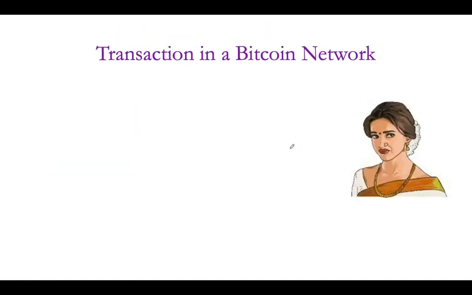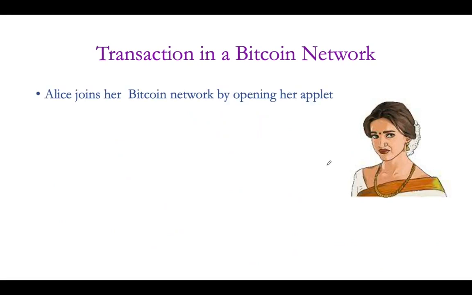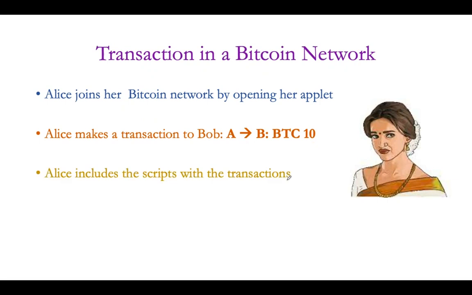As we said, if any new user wants to join the Bitcoin network, they always join by opening their applet, on a virtual machine or a closed network. We will talk about that when we discuss the permissioned model and the permissionless model. There we will discuss more about these applets. So Alice makes a transaction to Bob by sending 10 bitcoins. Alice includes the script with the transaction: the script public key and the script signature.